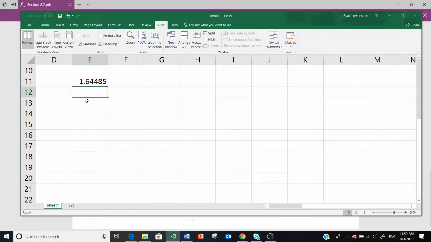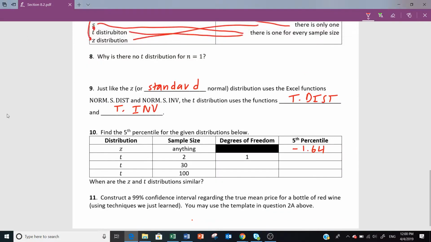Okay, next we want to do this with the t distribution and 1 degree of freedom. Again, T.INV. What am I going to put for the probability? Percentile means the area to the left is 0.05. That's what a percentile means. So I'm going to put 0.05, and then the degrees of freedom is 1. I get negative 6.31.